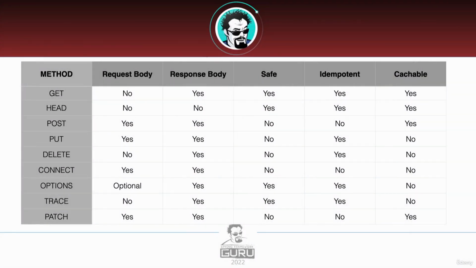Now, this chart here is important. I'm providing this here. You can see where each one of the methods, whether or not it has a request body, whether or not it has a response body, whether or not it's safe, whether or not it is idempotent, or whether or not it is cacheable. So these are all important. So this is a good chart to examine and remember the behavior of these request methods.